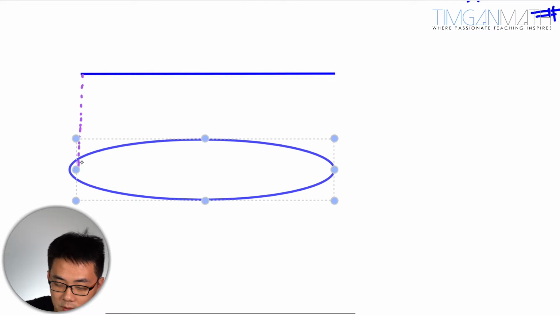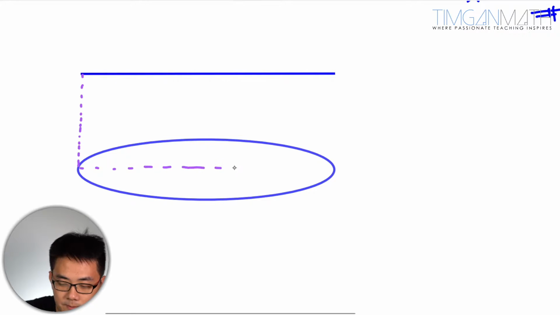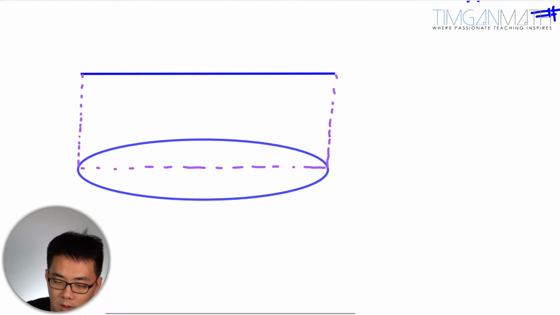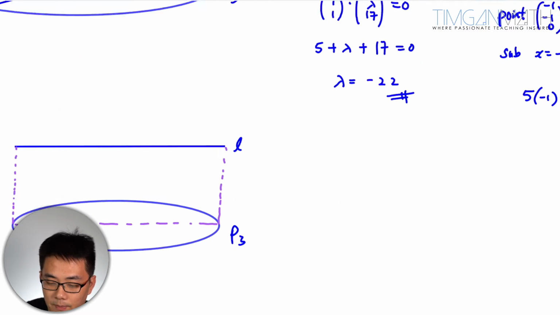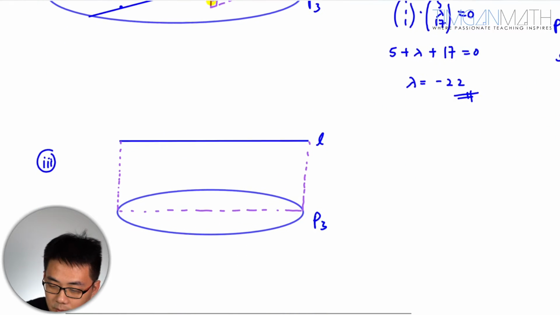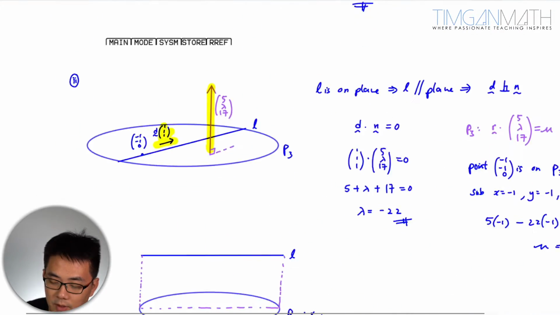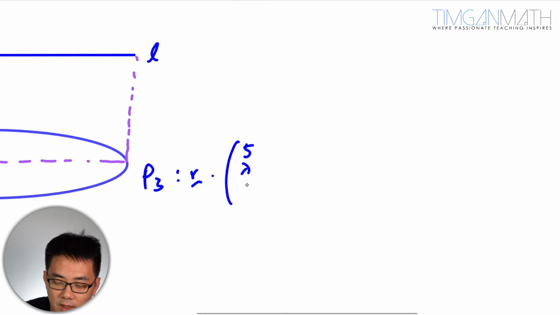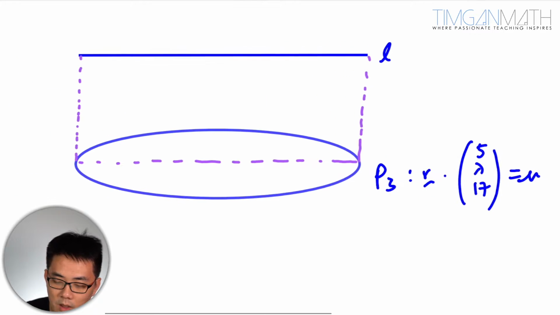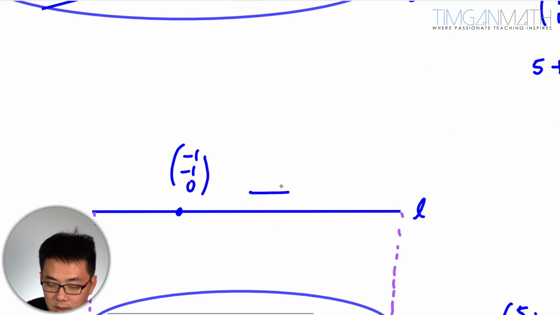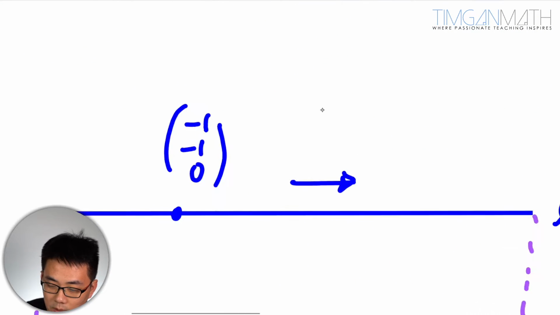So I'm going to just draw this equation like that, okay? So this one, just draw it down, looking at this point L, and this is plane 3, okay? Now you realize that the equation is the same, so I'm going to put P3 as r dot (5, lambda, 17) equals to mu. And this point here is actually (-1, -1, 0).